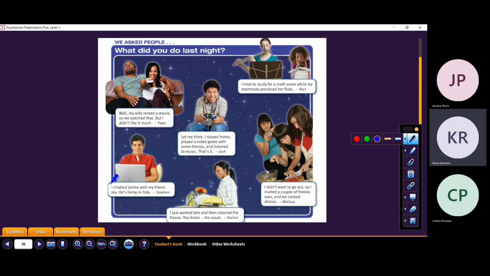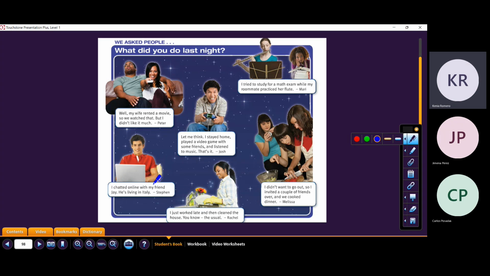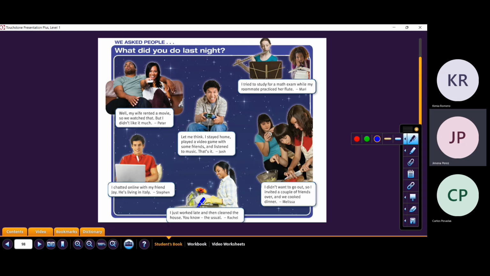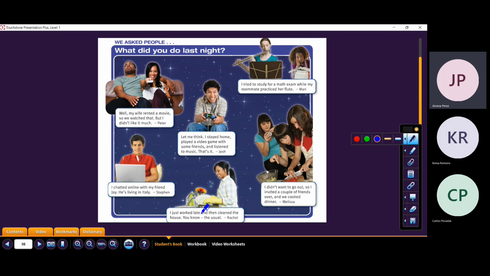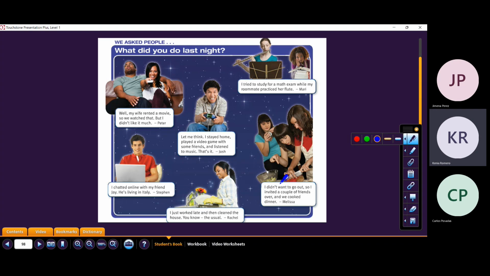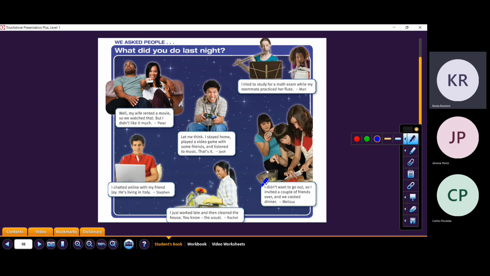Josh, can you read it next? Yes. I chatted online with my friend Jay. She's living in Italy. I just worked late and then cleaned the house, the usual. Rachel, the next, please. I didn't want to go out, so I invited a couple of friends over and we cooked dinner. Melissa. Cooked.